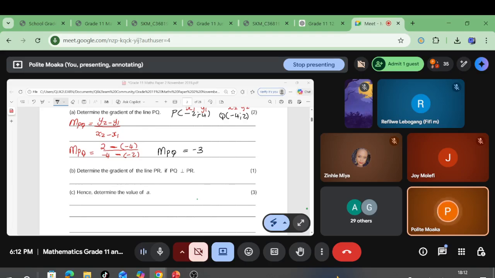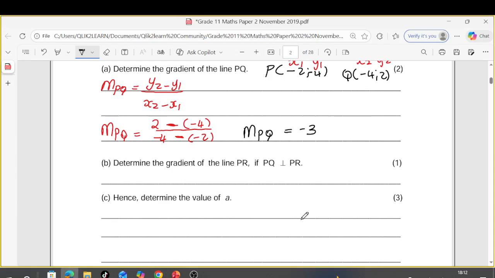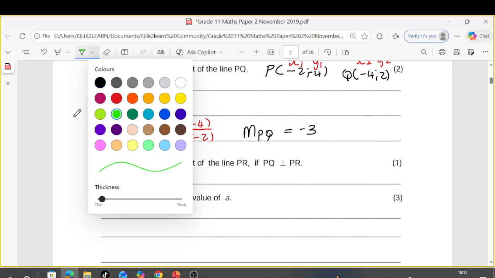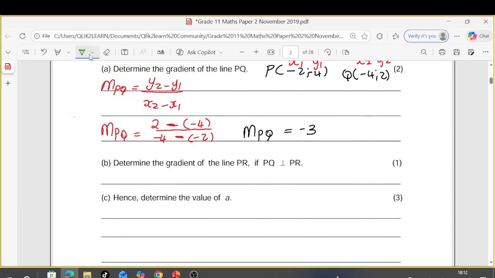I'm not sure if you guys see that. You see the mark allocation, it's 1 mark. So I need us to, let's talk about when 2 lines are perpendicular. If I have 2 lines that are perpendicular, when you have this thing, what can we say about the gradient of these 2 lines?